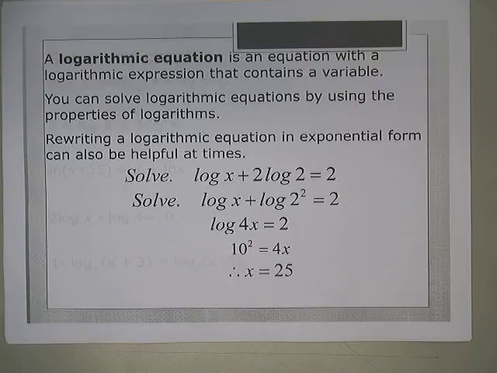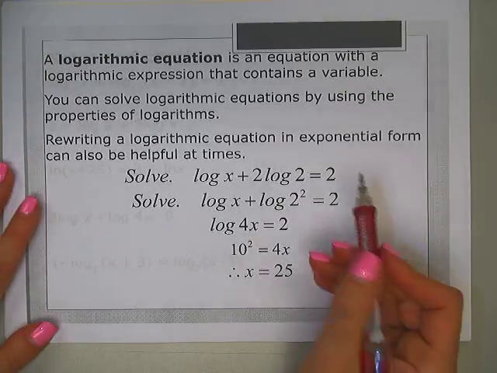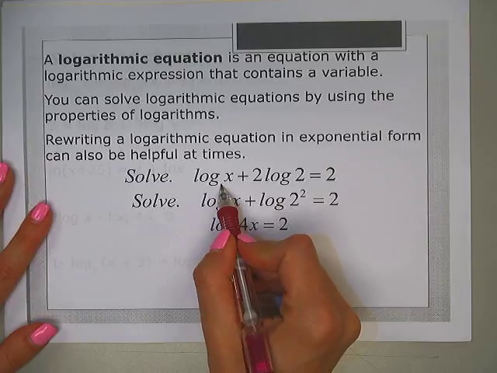What we just finished looking at were all exponential equations. The variable was in the exponent. These are all called logarithmic equations. A logarithmic equation is an equation with a logarithmic expression that contains a variable. You can solve logarithmic equations by using the properties of logarithms. So using all the properties of logarithms, let's review. We've got product property, quotient property, power property, inverse property, and the change of base formula. So you can use any of those properties that we discussed last block to solve these equations.